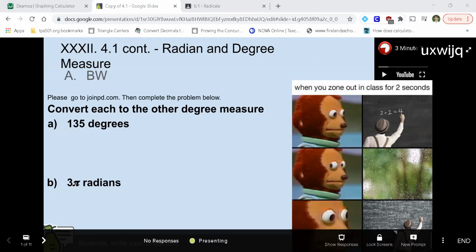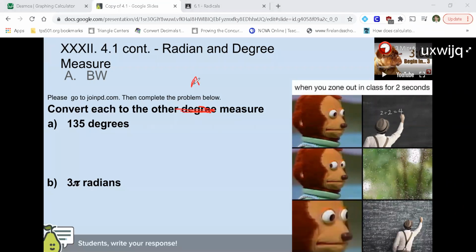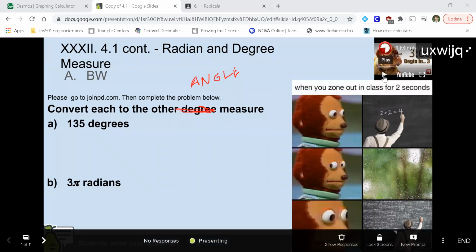Okay. All right. So for bell work today, we're going to pick up where we left off on Monday. I need you to convert each of these to the other. It should say angle measure here. So convert 135 degrees to radians and convert 3 pi radians to degrees. I'll give you 3 minutes.